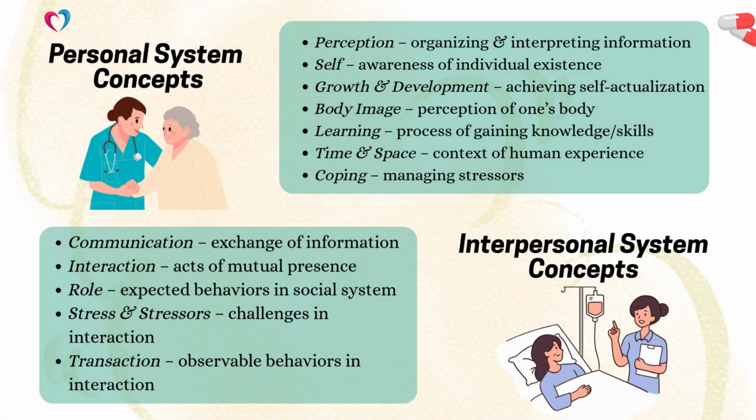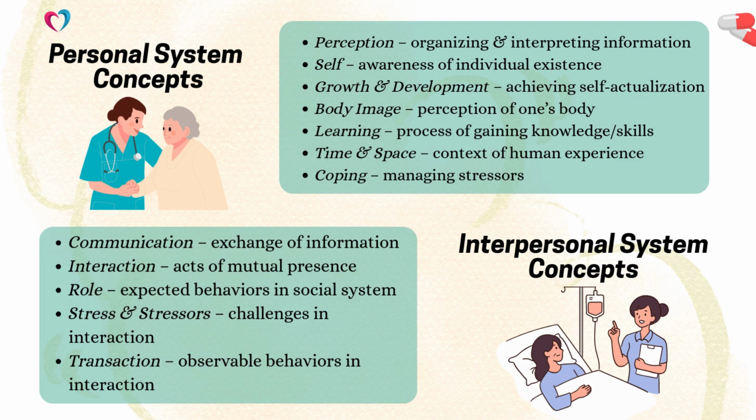On the previous slide, we explained the three interacting systems of King's theory. For this part, we will focus on the main concepts that make up each system. The personal system is about the individual. It includes perception, self-growth and development, body image, learning, coping, and how a person experiences time and space. In short, it shows how a person understands themselves and their health.